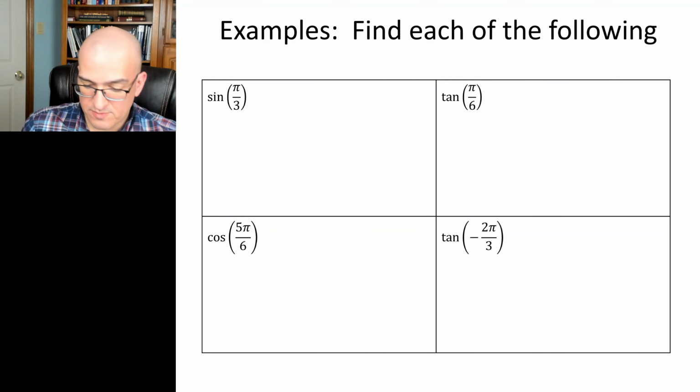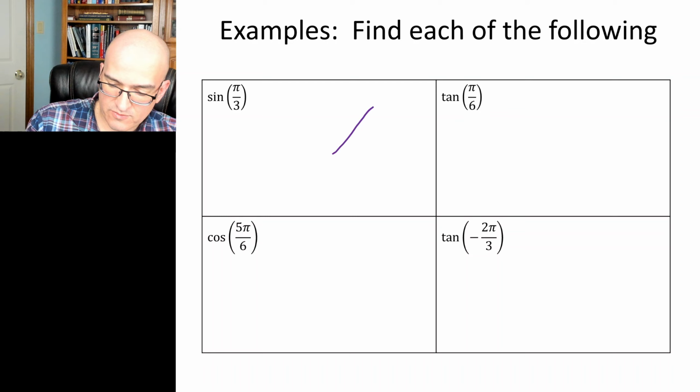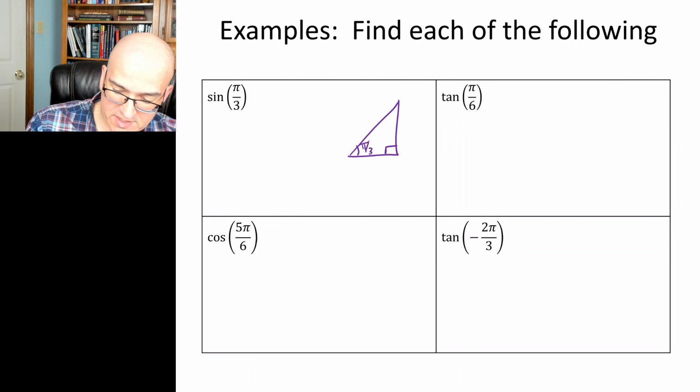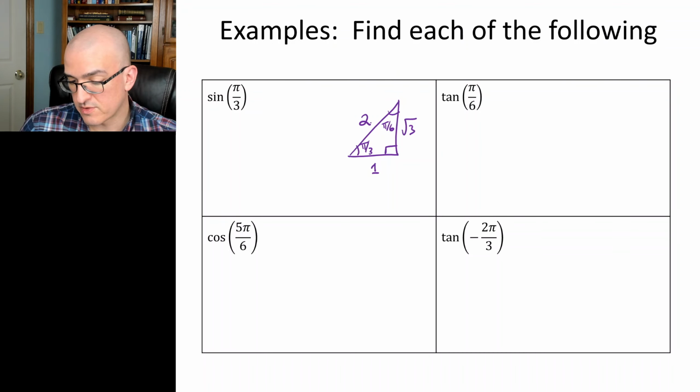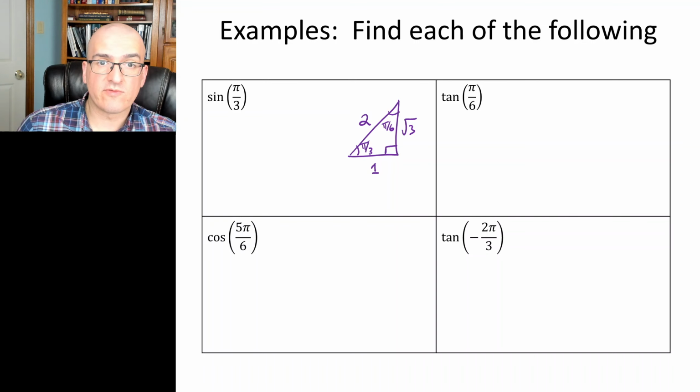For sine of pi over 3, I'm going to write down that special triangle. So we have pi over 3, which is 60 degrees, pi over 6, which is not a reference angle. Across from pi over 6, our smallest side is 1. Across from the pi over 3 is a root 3, and the Pythagorean theorem gives the other side as a 2. So hypotenuse squared is equal to 1 squared plus the square root of 3 squared. So hypotenuse squared is equal to 1 plus 3. So hypotenuse squared is equal to 4, which means hypotenuse is the square root of 4, which is 2.